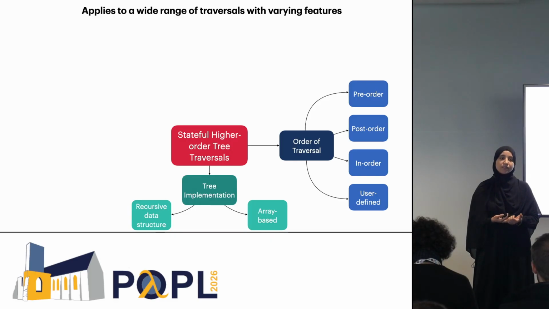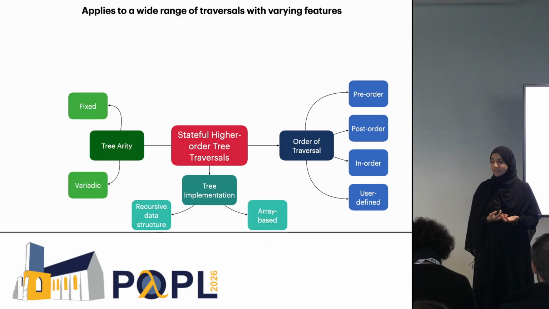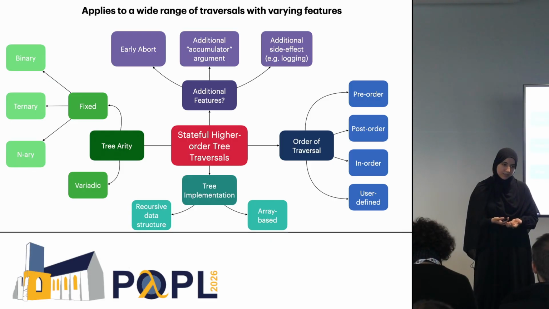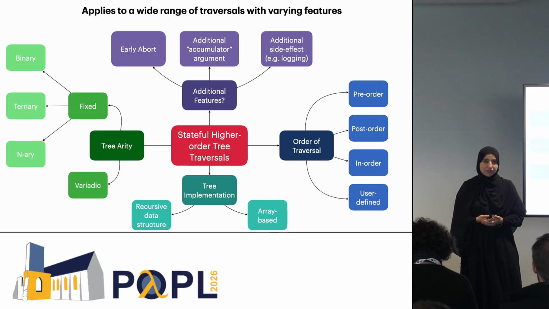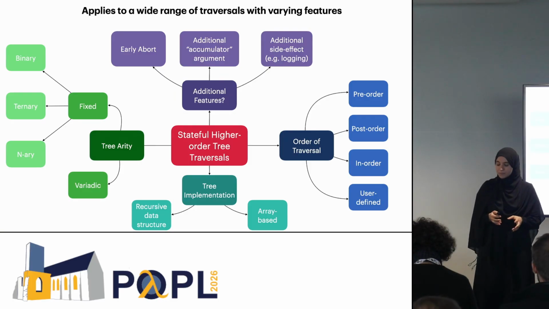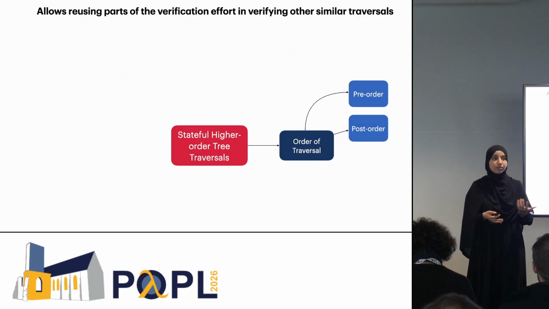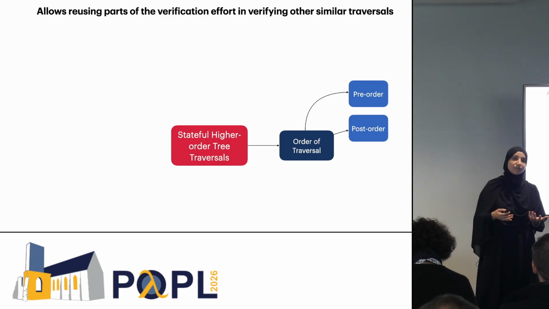And then in some system applications, like hypervisors, for example, the tree can have a fixed arity, but in other applications, it could also have a variadic arity. And then there could be also additional features in the traversal implementation. So the point is, we don't want to special case any of those implementations, and instead we want our recipe to apply to all of these implementations. And additionally, if we use the recipe to verify, for example, a pre-order implementation, we don't want to redo all the steps in the recipe to verify a slightly different implementation. So ideally, there should be some reuse across the recipe steps.